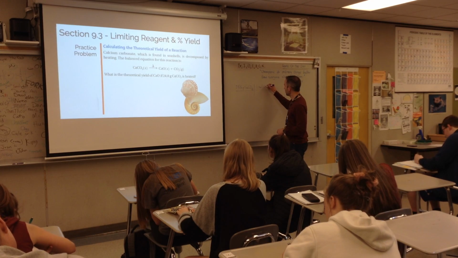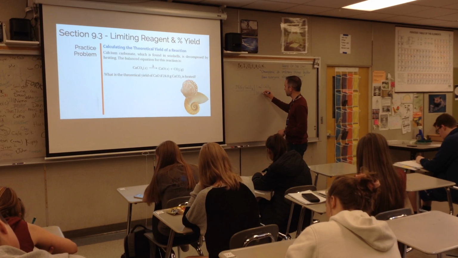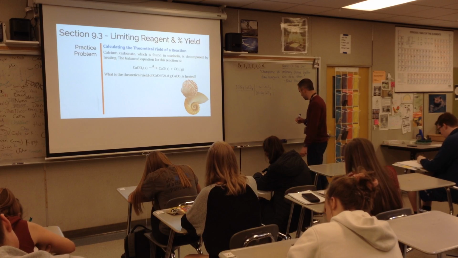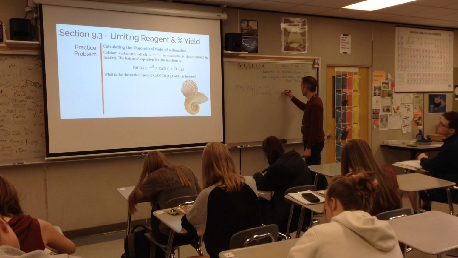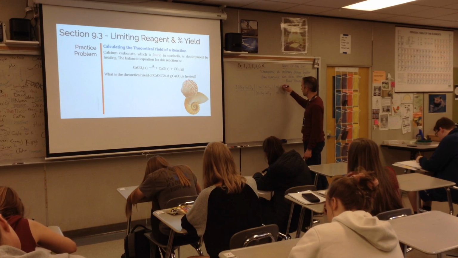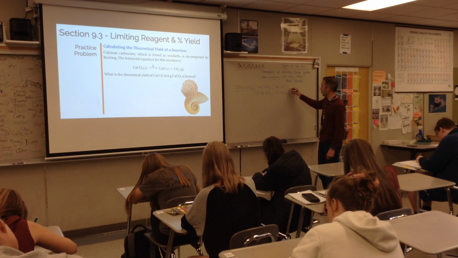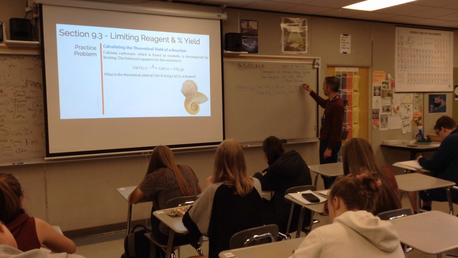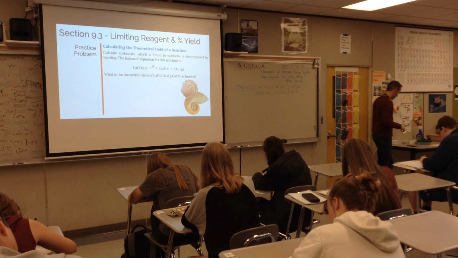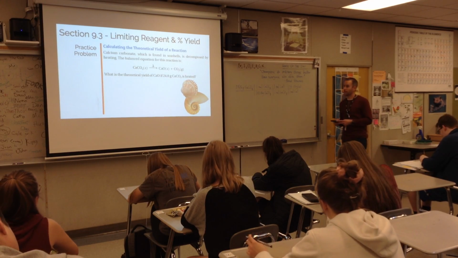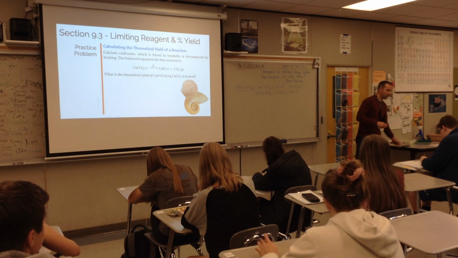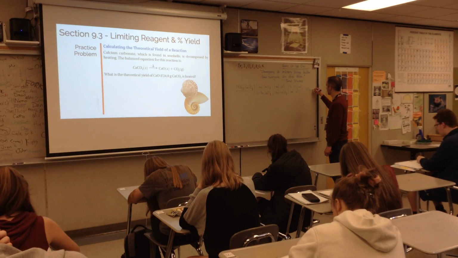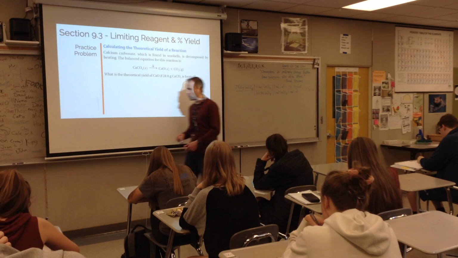So 1 mole of calcium carbonate has a mass of 100.08 grams. Our mole ratio, according to our balanced chemical equation, is 1 to 1. And then our molar mass of calcium oxide is 56.08 grams. Once we get done crunching the numbers, we find that we should generate 13.9 grams of calcium oxide. That's what we should end up with. That's what we call our theoretical yield.